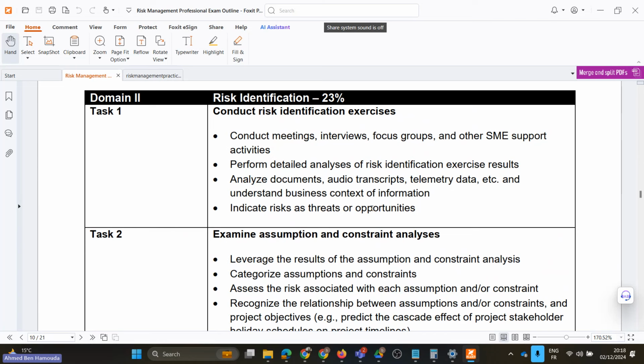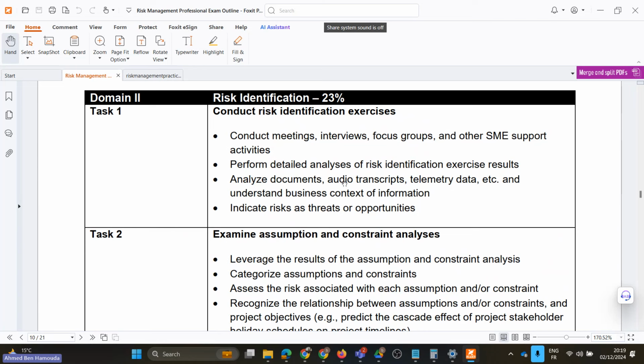All right. So how to conduct a risk identification exercise? Who is supposed to identify risks? What are the different tools and techniques to use for identifying risks, such as meetings, interviews with experts, focus groups with subject matter experts and other subject matter expert support activities, performing detailed risk analysis of the risk identification exercise results, like analyzing those details, verifying the quality of the data, which I have mentioned already earlier, is quite important.